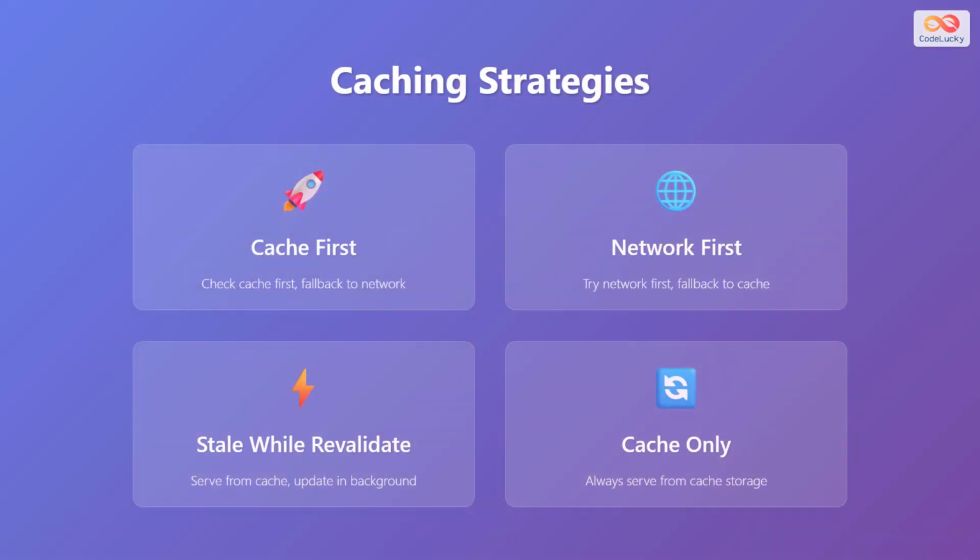One of the key benefits of PWAs is their ability to cache resources for offline use. There are several caching strategies that can be employed. Cache first. This strategy checks the cache first and falls back to the network if the resource is not found. Network first. This strategy tries the network first and falls back to the cache if the network is unavailable. Stale while revalidate. This strategy serves content from the cache while updating it in the background. And cache only. This strategy always serves content from the cache.